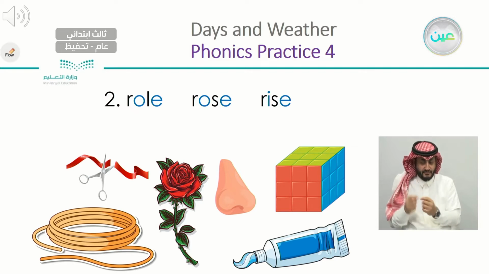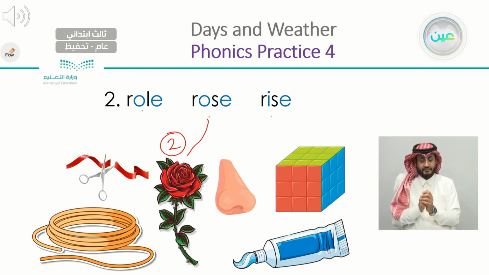Next. Number 2. Rose. Read the words together. Roll, rose, rise. A rose is a kind of plant. It comes out of a plant. It's red. Excellent. This is the rose. Did you find it in your book? So here we'll put number 2.